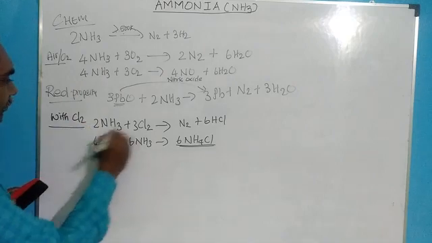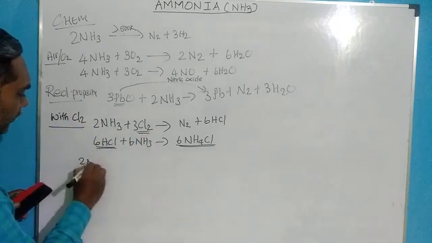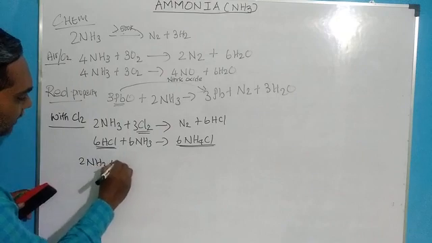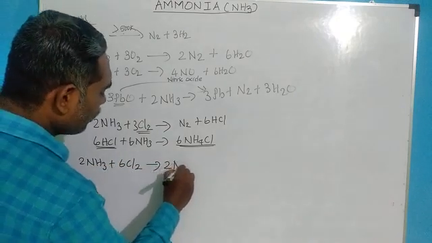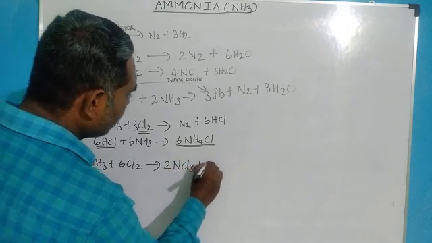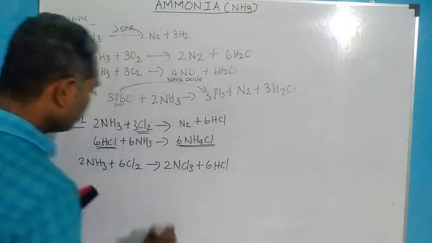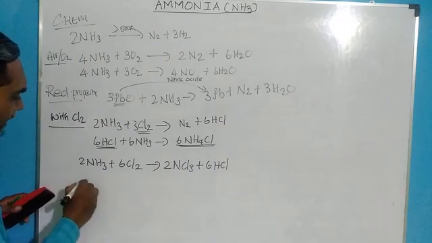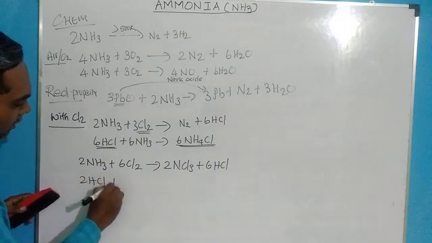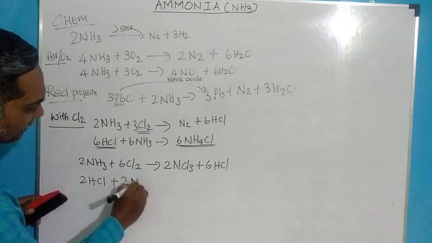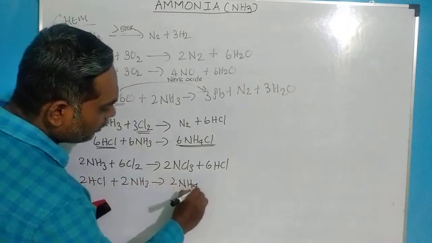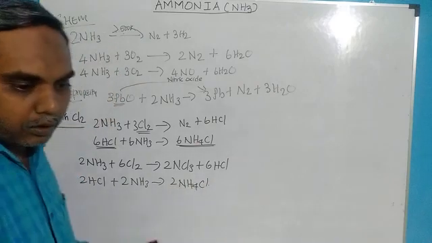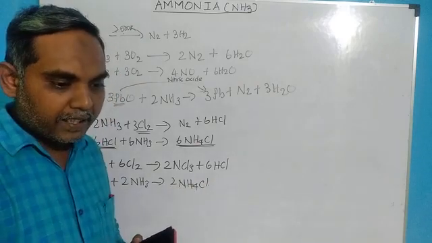Next, with excess of chlorine, NH3 plus 3Cl2 gives NCl3 plus 3HCl. Now again HCl reacts with NH3 and we will get NH4Cl. So these are the important reactions.